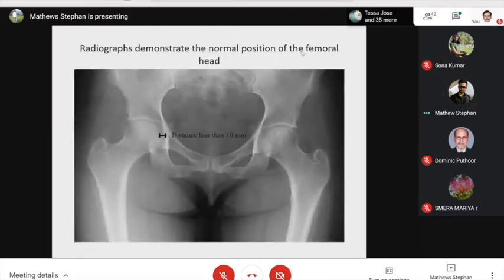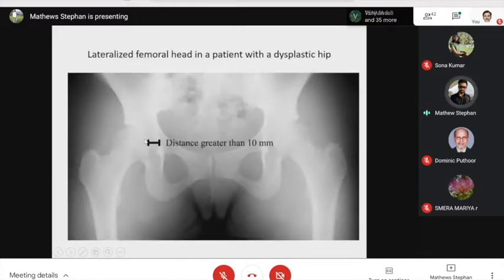So, this is a radiograph demonstrating the normal position of the femoral head. So, it is a distance less than 10 mm and it's normal. And if it is more lateralized, the distance will be greater than 10 mm, and this is the lateralized femoral head in patients with dysplastic hip.